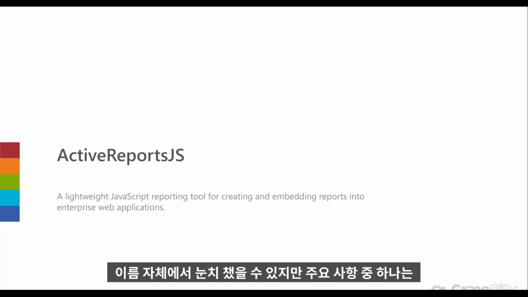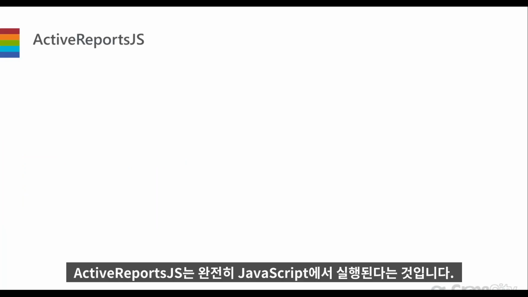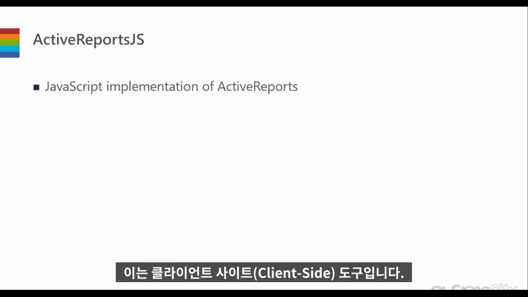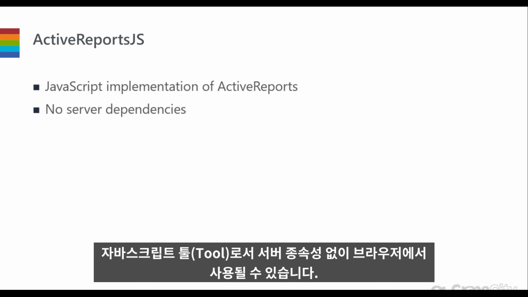One of the main things that you probably have noticed from the name itself is that ActiveReportsJS is completely implemented in JavaScript. So it's a client-side tool. There are no back-end languages included like C# in the development process. So as a JavaScript tool, it can be used in the browser without any server dependencies.